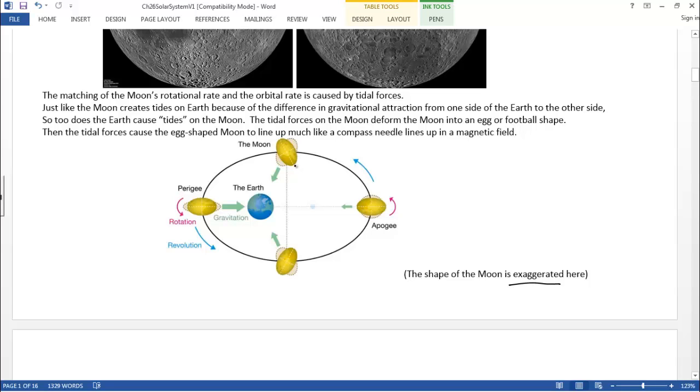And it turns out that the close side of the moon is going to experience stronger gravitational force than the far side of the moon, right? Because gravity depends upon the square of the distance between the two objects. So the closer portion of the moon is going to feel a stronger force, and that's going to straighten out the moon, pull it forward. And that's what's going to happen down here. It's going to pull the moon forward and help keep the moon facing the same direction towards Earth as it travels around the Earth.